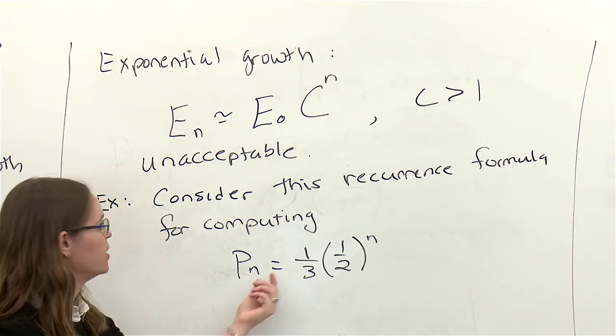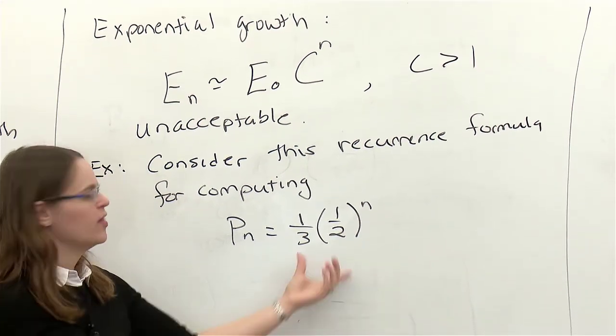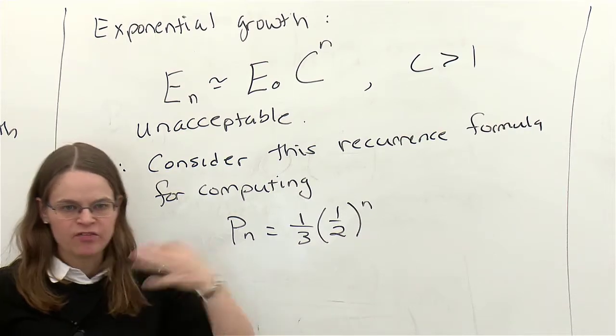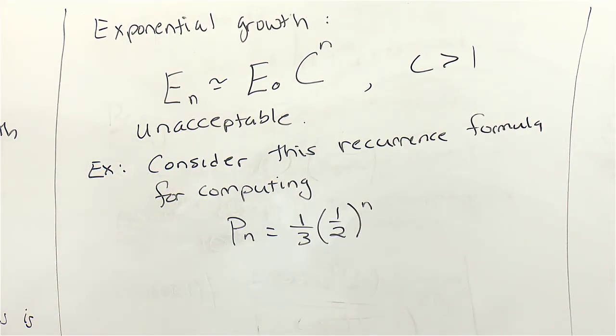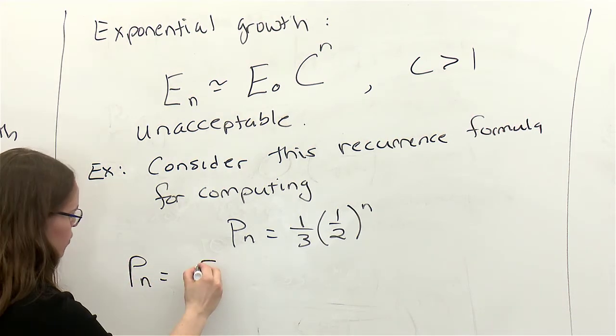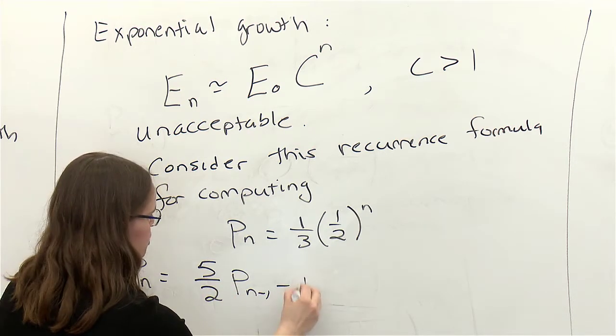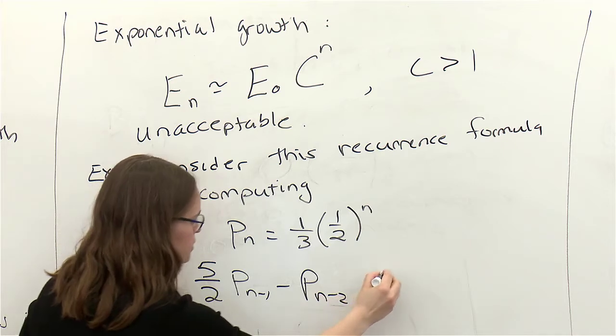Okay, so we might be interested in the result after n steps of this, for example. And then it's just some number that we're trying to compute, but we have a method to approximate it. Okay, here's the recurrence formula. Pn equals 5/2 of my previous value, minus the value before that.